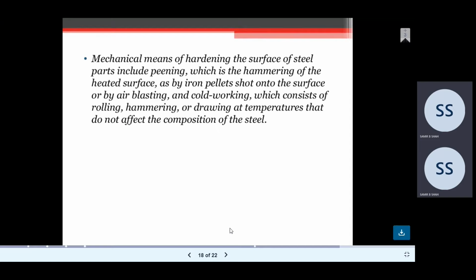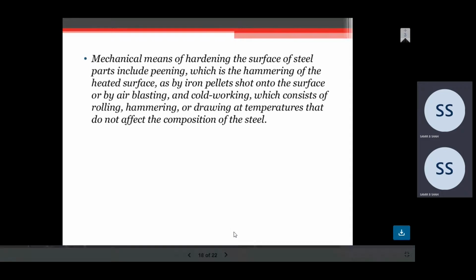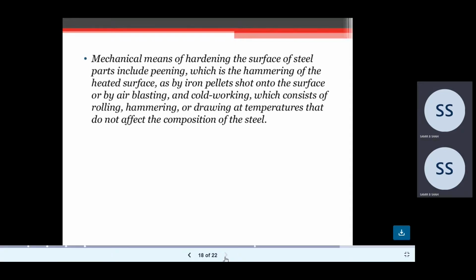Mechanical means of hardening the surface of steel parts include peening, which is hammering of the heated surface, as by iron pellet shots onto the surface or by air blasting, and cold working, which consists of rolling, hammering, or drawing at temperatures that do not affect the composition of the steel, right?